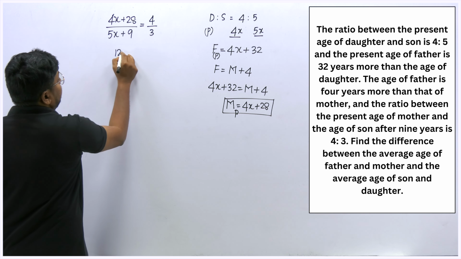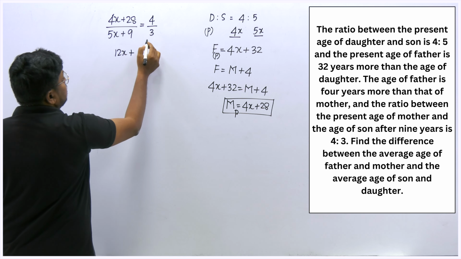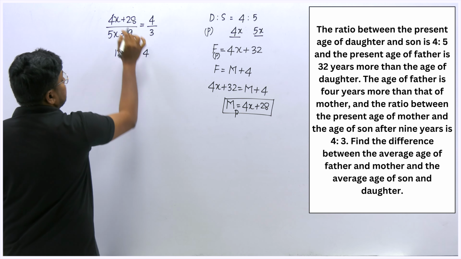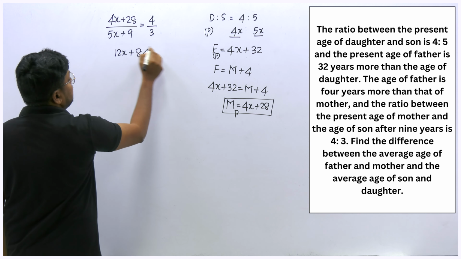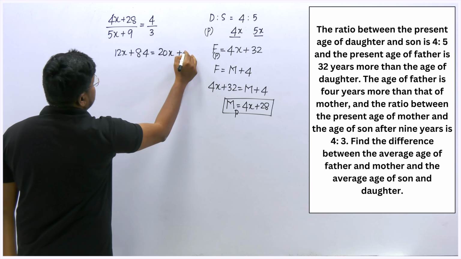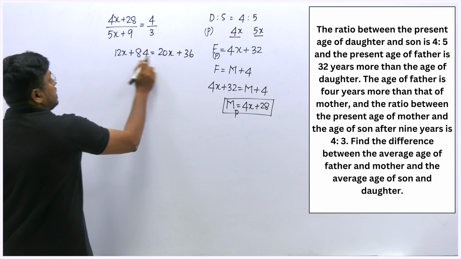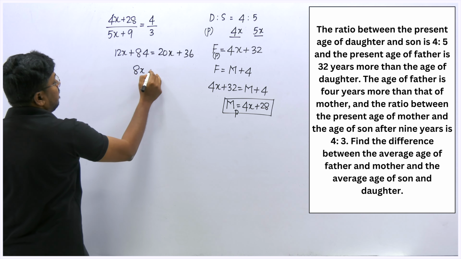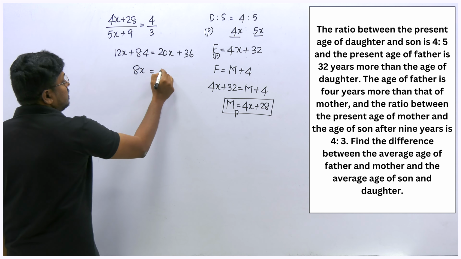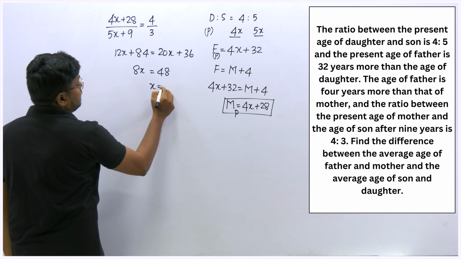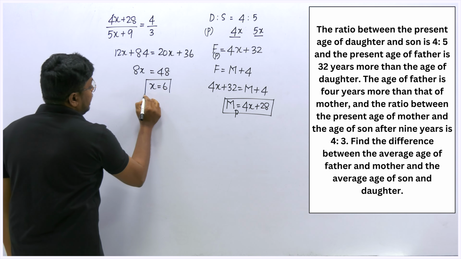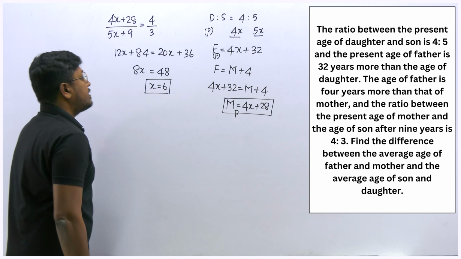So 12x plus 8, 3 times 9 is 27, 4 times 9 is 36... 3 times 4x plus 28 is 12x plus 84, is equal to 20x plus 36. So now this will be 8x equals 48, right? So 8 sixes are 48. So x is equal to 6. So finally we got the value of x is equal to 6.